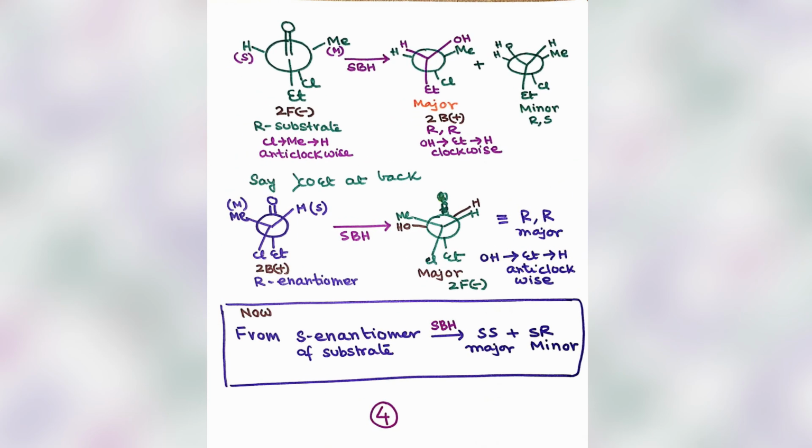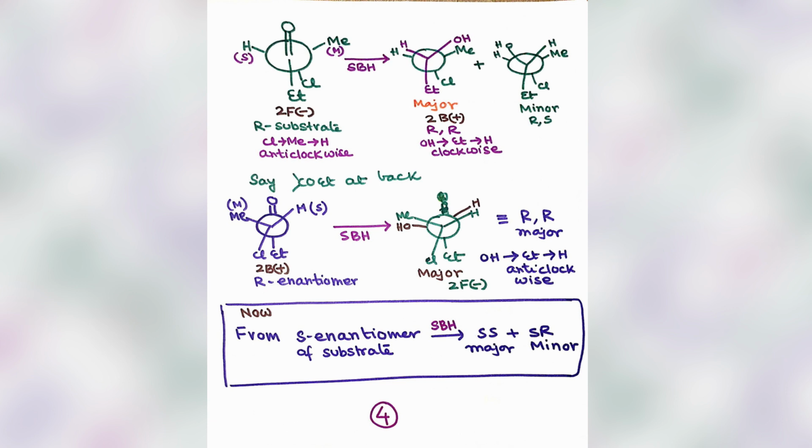Now, in order to solve this problem, first on paper we have to write correctly the R enantiomer of that particular substrate in a Newman projection, maintaining the Cram's rule, means the chlorine should be anti with respect to C double bond O, and in addition with that, the chiral center which is present in the substrate must be R.